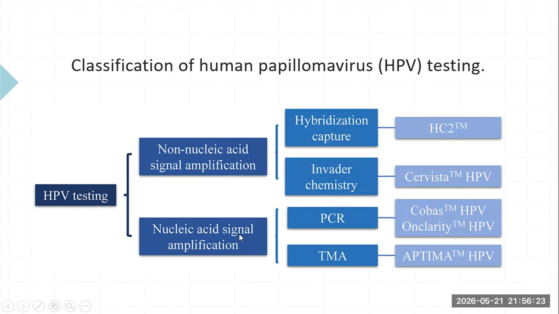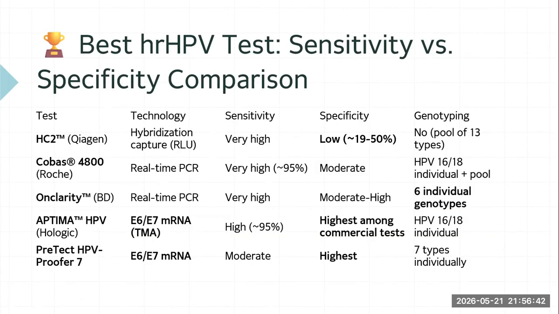Just for the information, we need not remember, we should know which is the best test. Hybridization capture, invader chemistry, PCR, and the transcription mediated testing. So HC2, Cervista, Cobas, OnClarity, and Aptima. I'm going to tell you a bit about which is the best high-risk HPV test, sensitivity versus specificity.